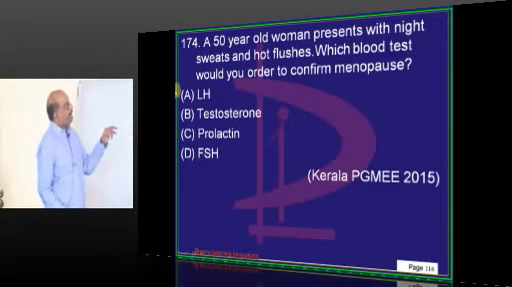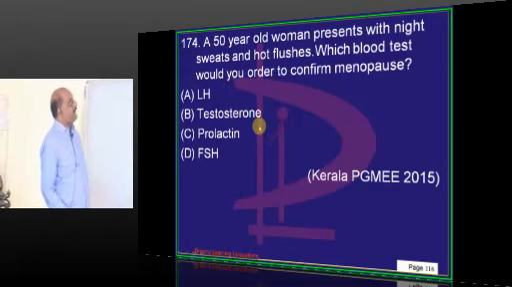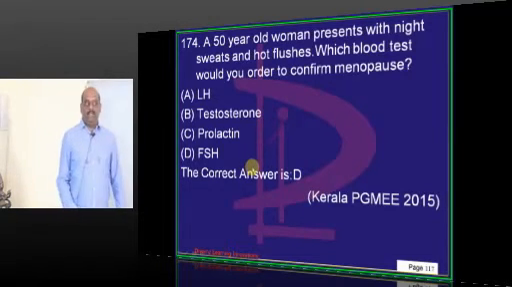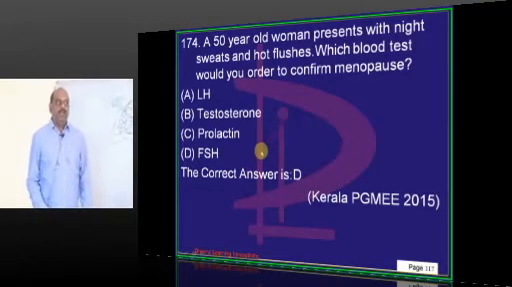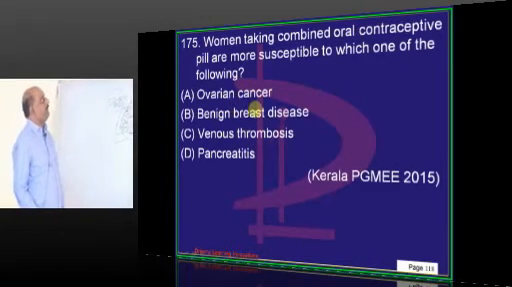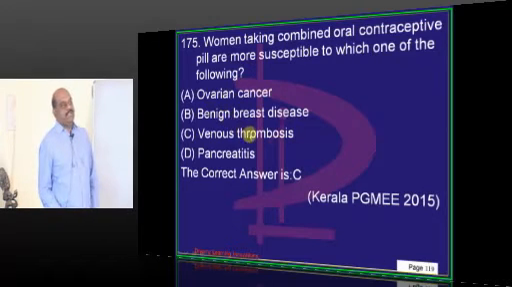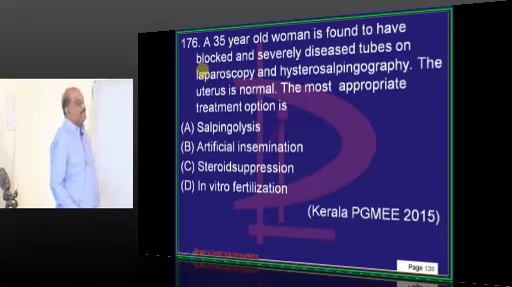A 50-year-old woman presents with night sweats and hot flushes: menopause. In menopause, because the ovary doesn't function and doesn't produce estrogen adequately, there is nobody to suppress the FSH, so FSH levels are elevated. That is what you need to remember. Those who are taking oral contraceptive pills have a venous thrombotic tendency.